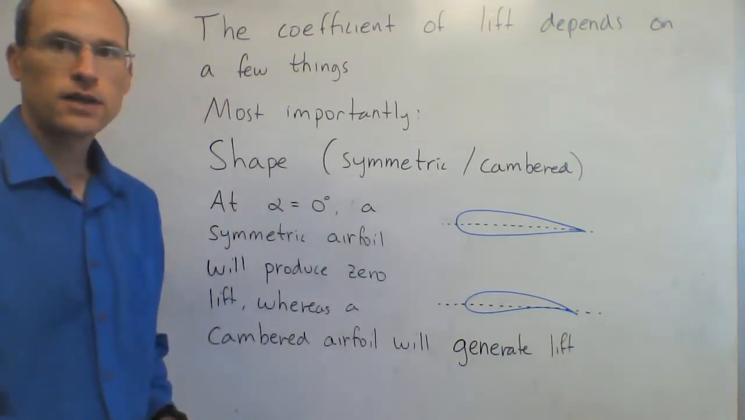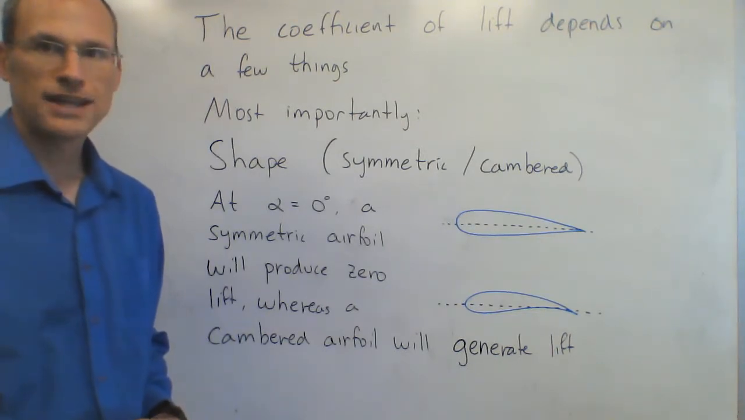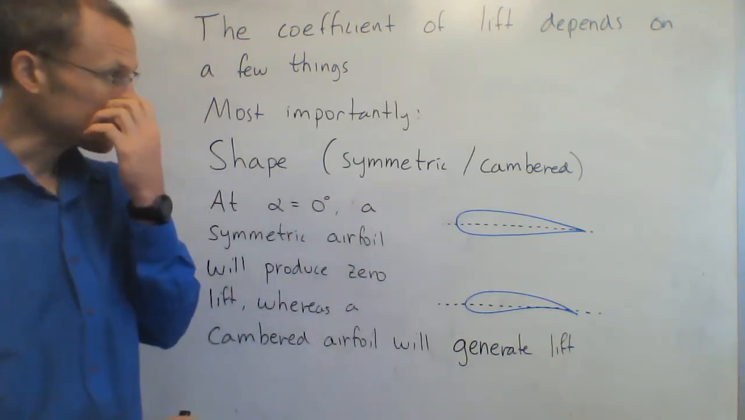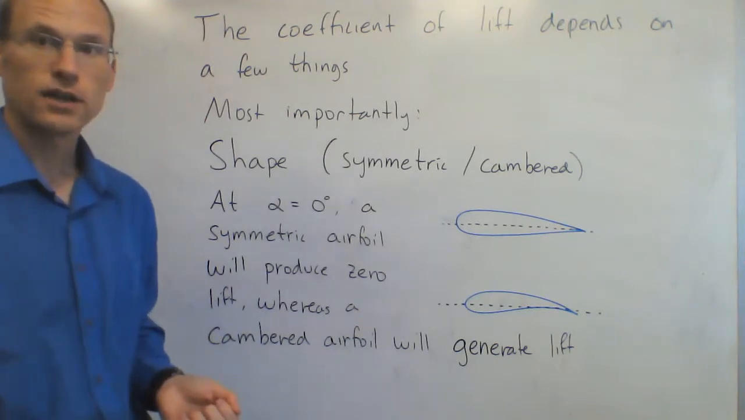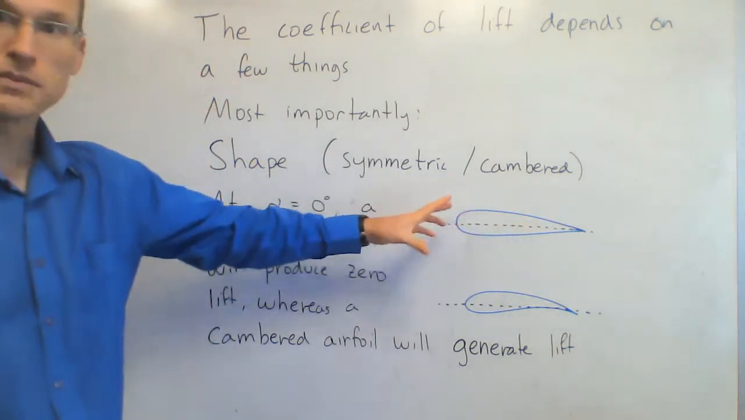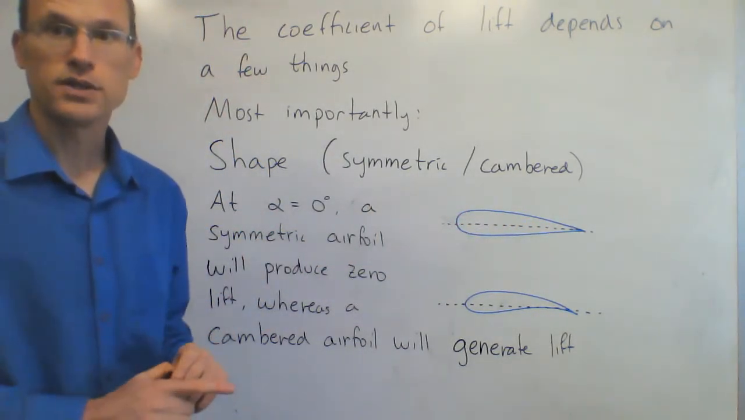The other significant aspect of the lift coefficient is the shape of the wing. So there's 2 main categories for shape. There's symmetric and cambered. So symmetric airfoils are symmetric, so these guys are not going to produce any lift if you have an angle of attack of 0. So it's just flying straight. Top and bottom is exactly the same. So there's no reason to have any pressure difference top and bottom, so you're not going to produce any lift.